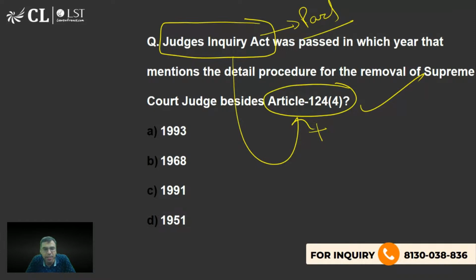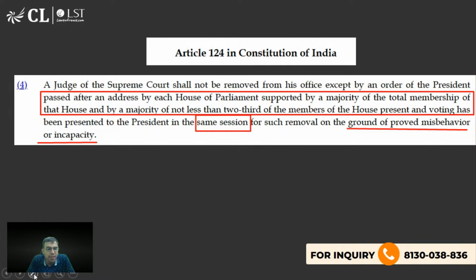Yes, Kushagra Saxena, Manish Kumar, you both are right. 1968 is the right answer. Very good. So now look, here in Article 124 clause 4, only this much is written, but this much will not be enough.